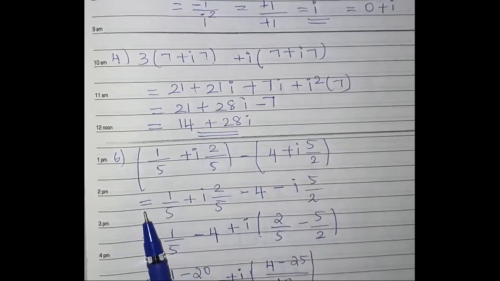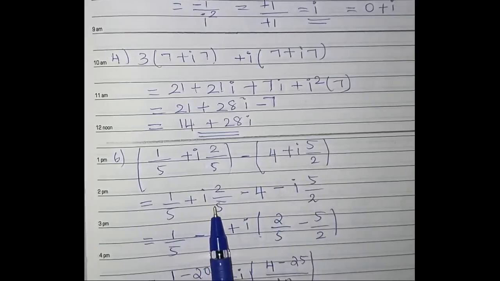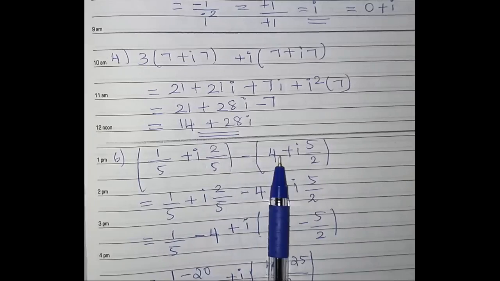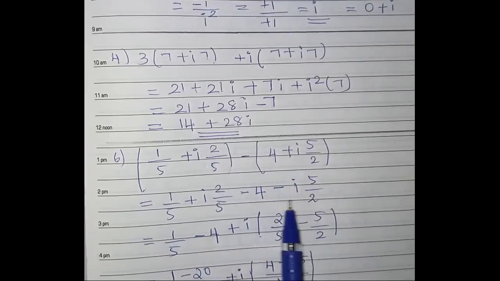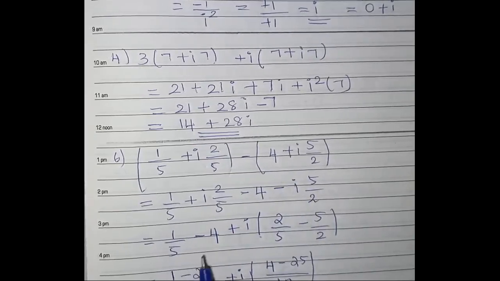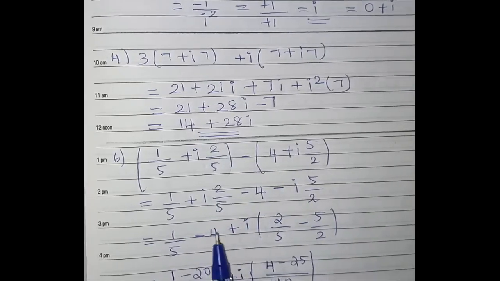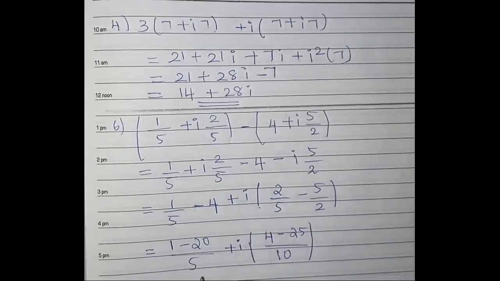So this is equal to 1/5 + i(2/5) - 4 - i(5/2). That is equal to 1/5 - 4. I have written the like terms together, plus i is common, 2/5 - 5/2. If I take i common, it is easy to take the LCM there. Now this is equal to (1 - 5 4s are 20)/5 plus i into (2 2s are 4 minus 5 5s are 25)/10.